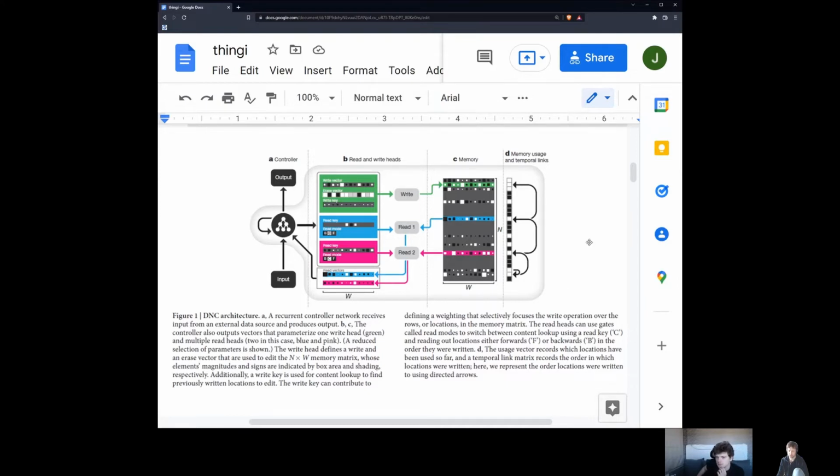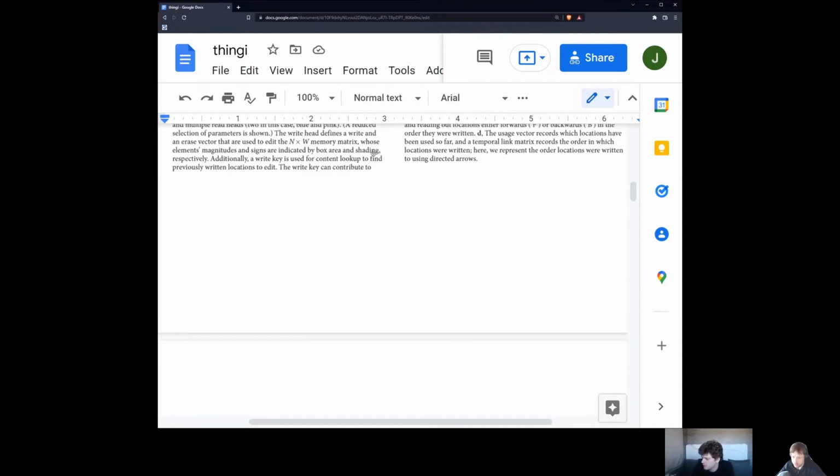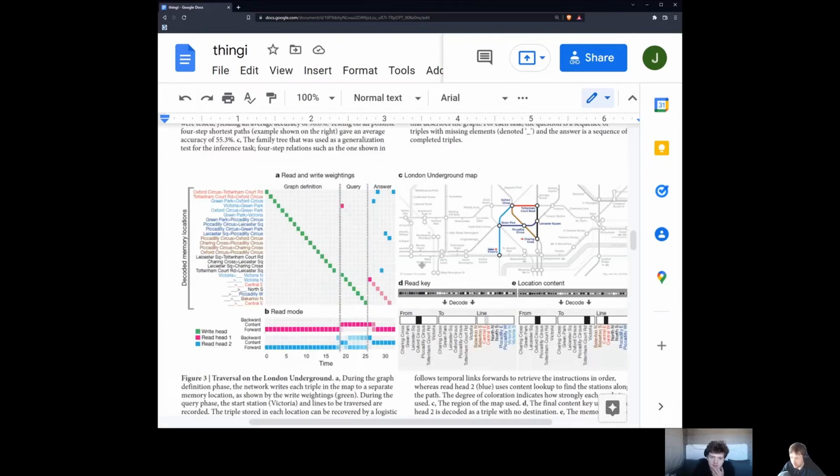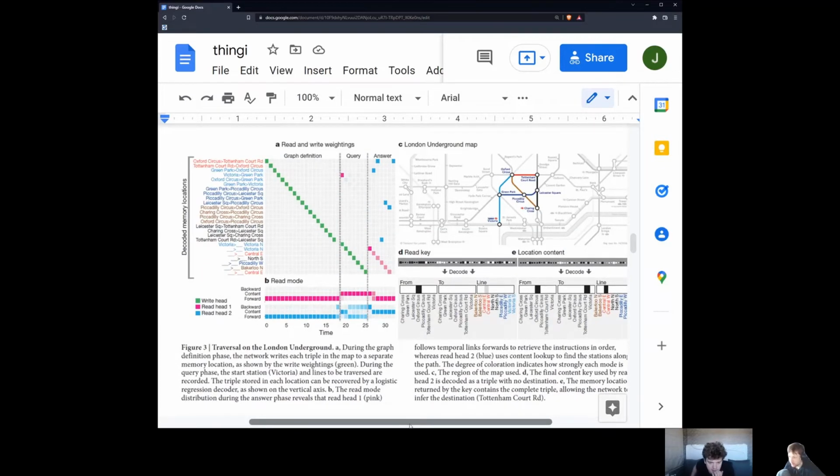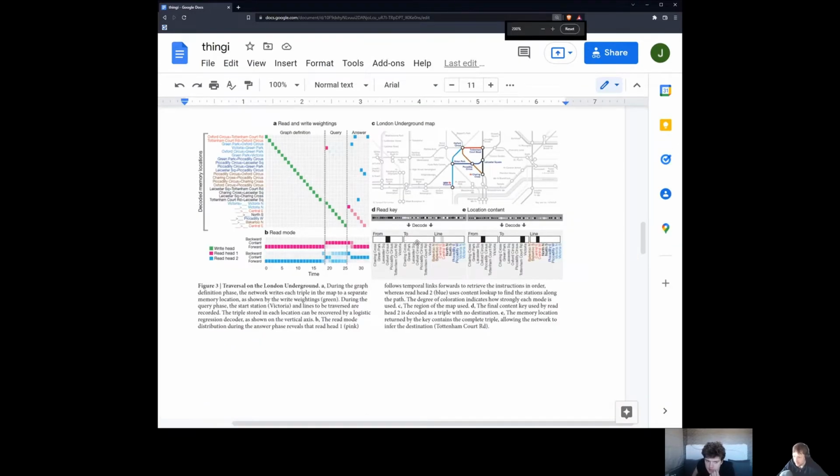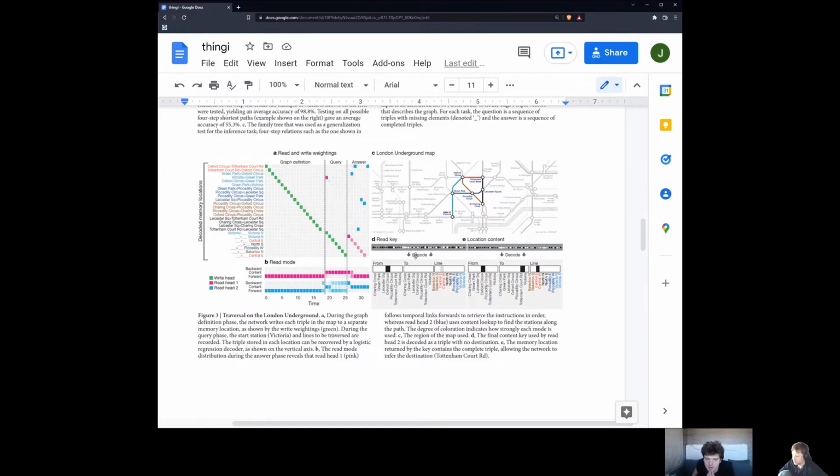Did I miss anything? Most likely not. I think a pretty good figure to explain this further is figure 3. Maybe not explain, but it at least has a visualization of how these write heads and read heads work together, and the read heads being in different modes.